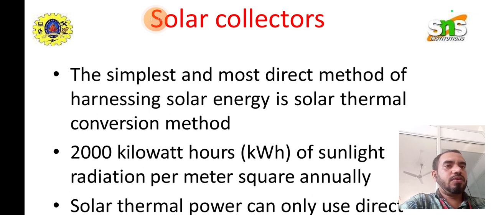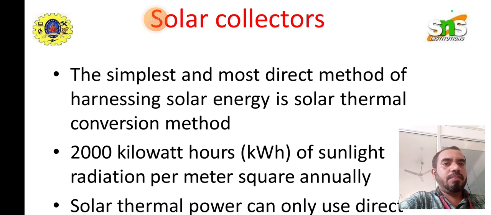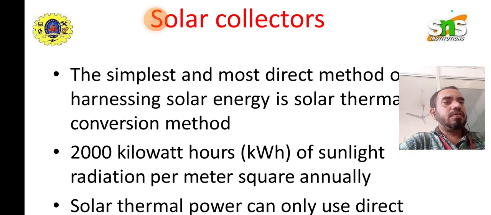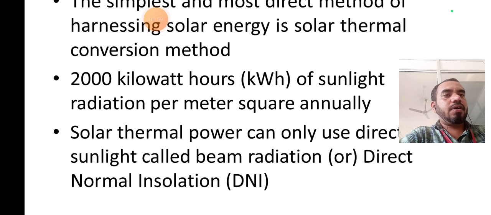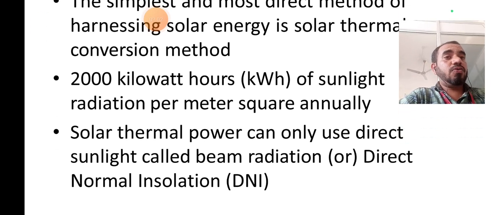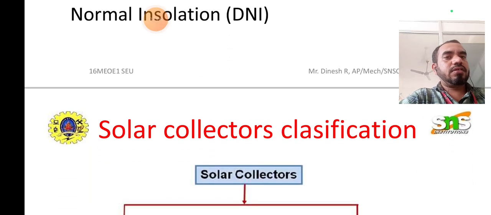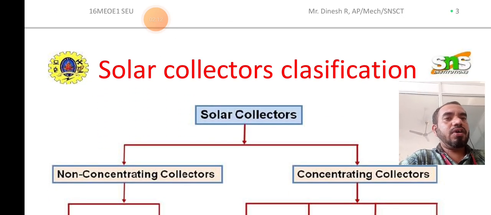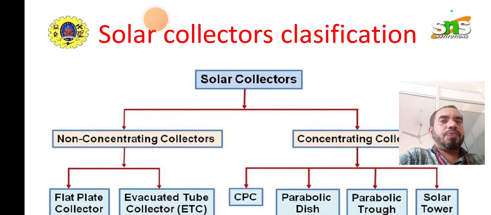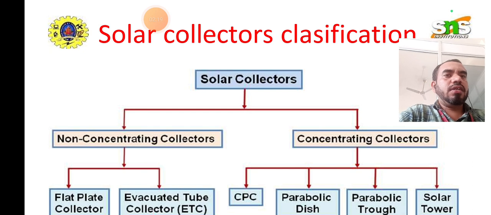A solar collector is capable of 2000 kilowatt hours of sunlight radiation per square meter annually. Solar thermal power can only use direct sunlight, called beam radiation or direct normal insolation. We have already seen this in our previous videos, but let's go through it once again.